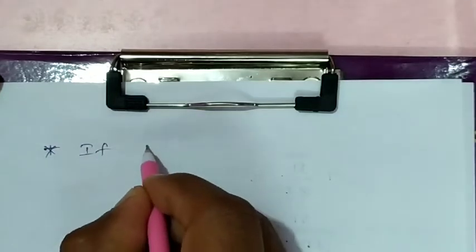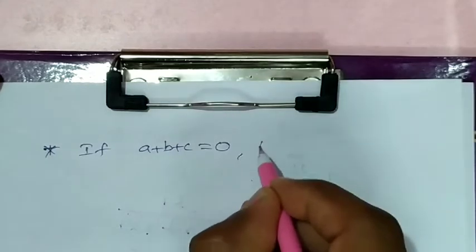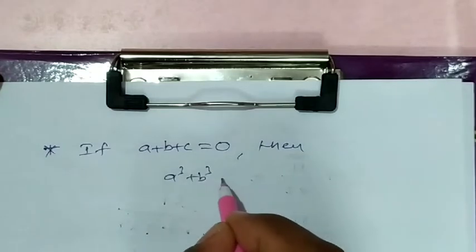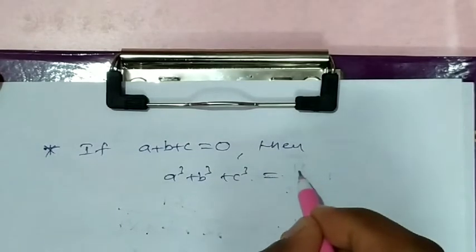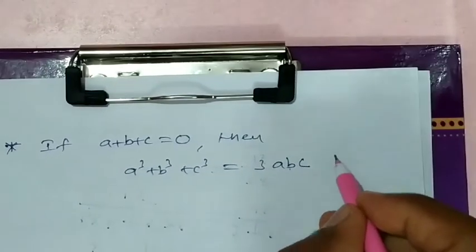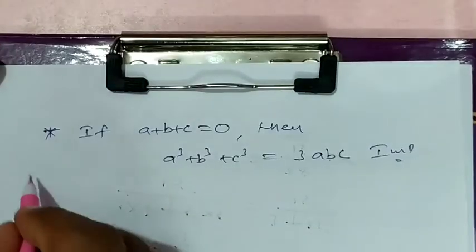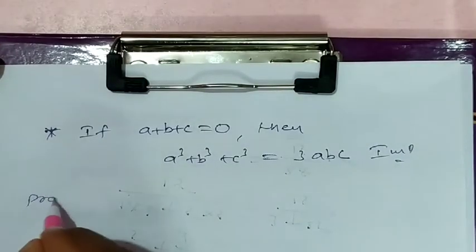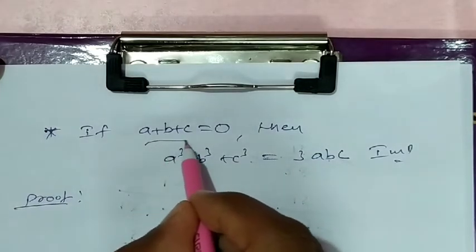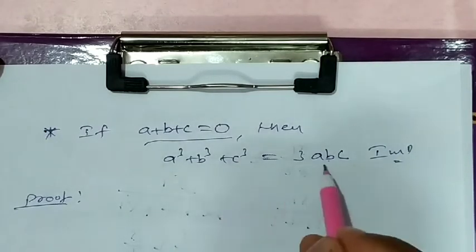If a plus b plus c is equal to 0, then a cube plus b cube plus c cube is equal to 3abc. Okay, this is a very important formula. So now the proof. Here they have given a plus b plus c equal to 0. Then we are required to prove a cube plus b cube plus c cube equal to 3abc.